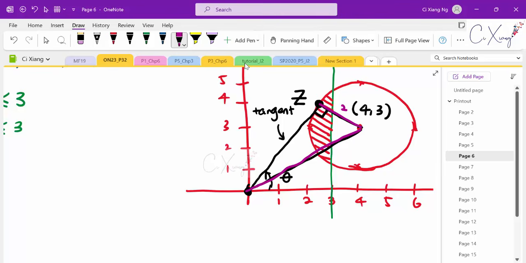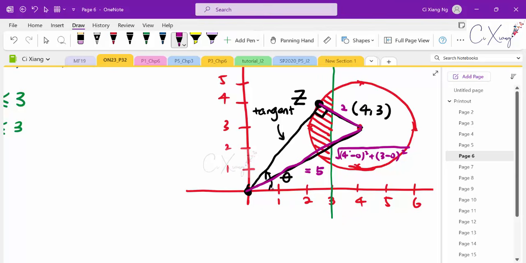To calculate the hypotenuse length, you can use the point 4, 3 and the point 0, 0. So this hypotenuse length is equal to the square root of 4 minus 0 squared plus 3 minus 0 squared. By right, you get 5 units. So the radius is 2, the hypotenuse length is 5. Then I can get theta.